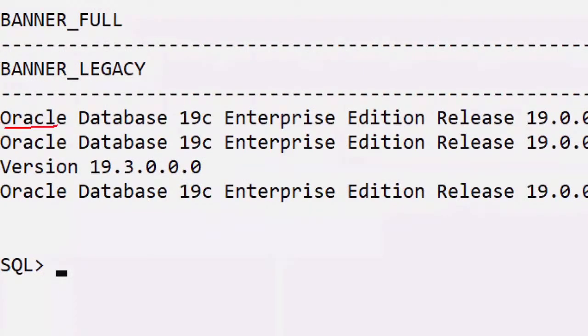Oracle is a product from Oracle Corporation. But what type of product is it? A database product. The version we are learning in our course is 19C, which is a version of this DB product.